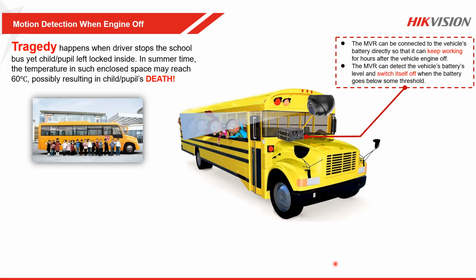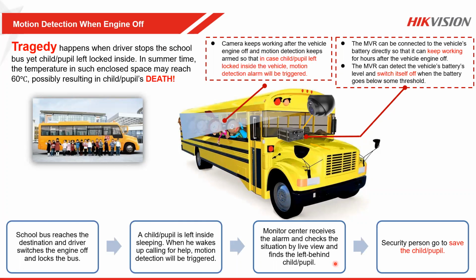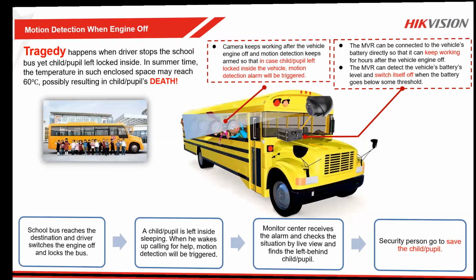Now, if we have the camera and the mobile video recorder is still kept on for a slightly longer period of time, like maybe an additional hour or an additional hour and a half, when the child wakes up, the motion detection from the camera can then send an alert back into the control room. So, this will prevent any mishaps happening if the child is stuck in the bus as well. So again, this is another customizable solution which can be applied to the school bus.